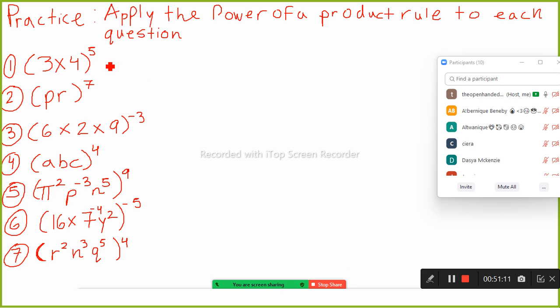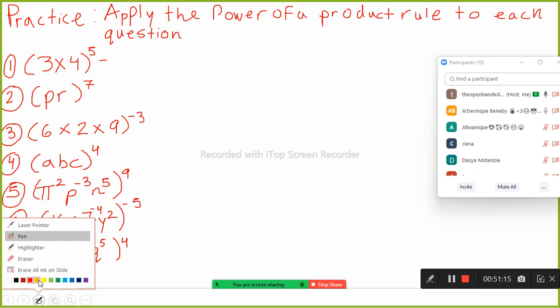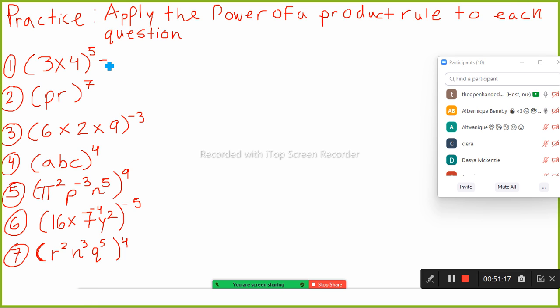Okay, Albany, can you help me with number 1? What did you get for number 1? For number one, I got 3 to the power of 5 times 4 to the power of 5. Excellent, because we distribute the 5 every time. Good stuff.